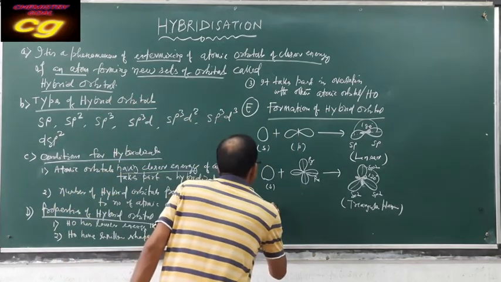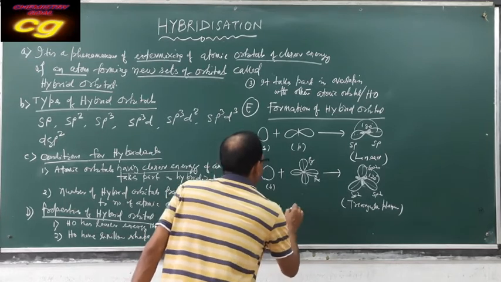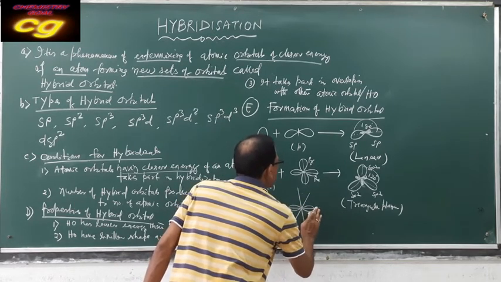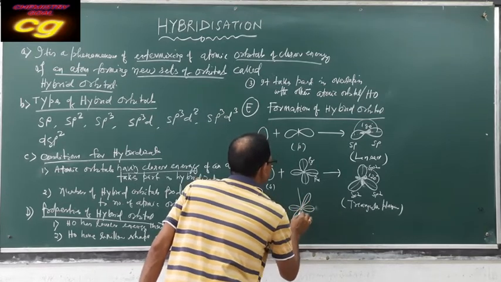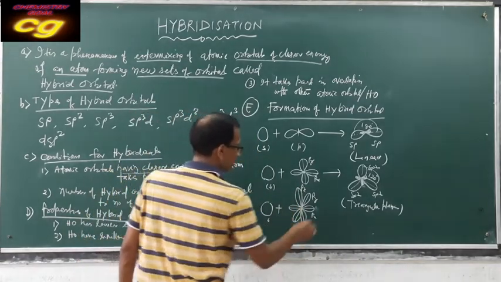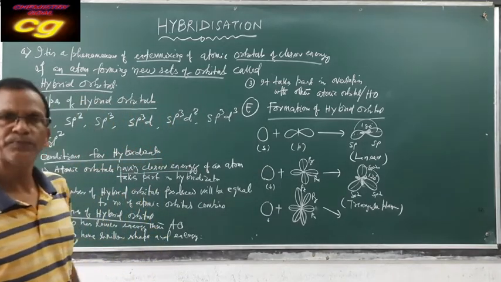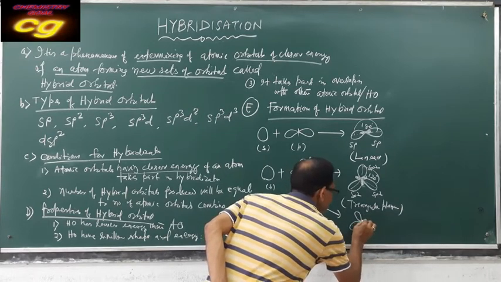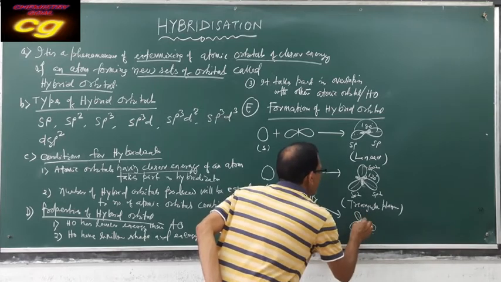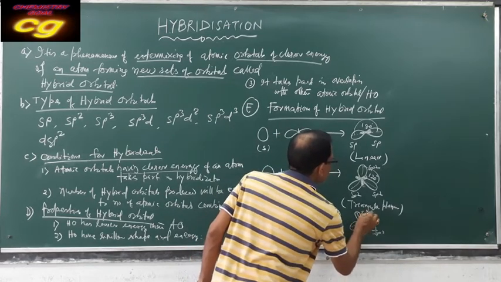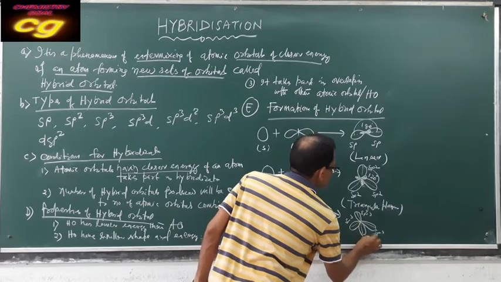Similarly, if you see 1s with 3p, this is px, this is py, this is pz, and 1s produce sp3 hybridisation. The sp3 hybridisation shape is like this. This is sp3, this is also sp3.